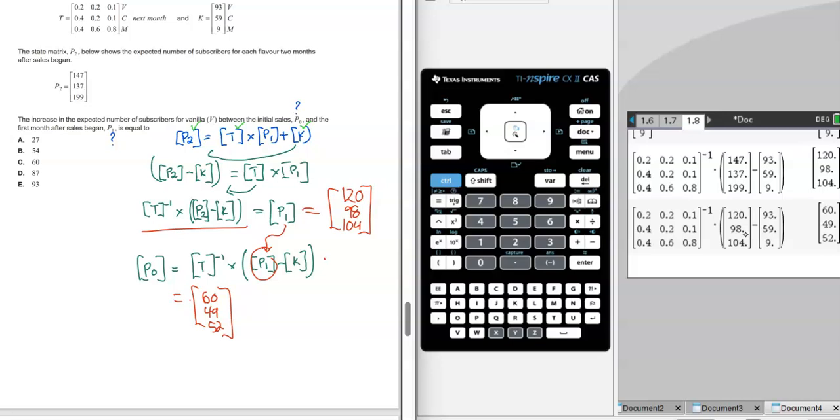Now, the thing they actually asked was the increase in vanilla. So the increase expected in subscribers for vanilla between the initial sales P0. So here's P0, so vanilla to here. So you went from 49 to 98. And it said the increase in numbers is equal to what? So if you went from 49 to 98, it's 49. Yeah? So that C is the answer.